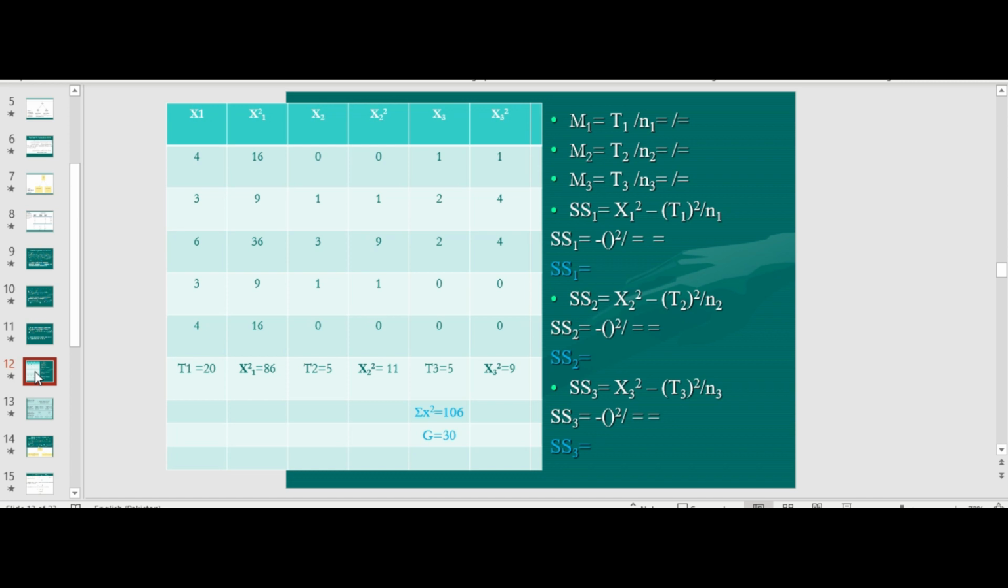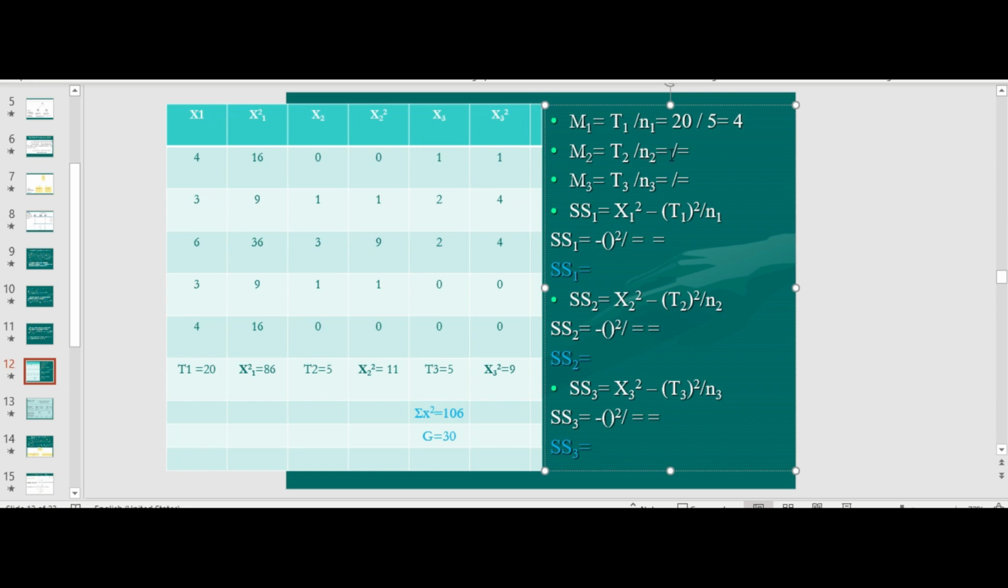So first we will calculate M1, which is the mean score of sample 1 or the treatment 1. T1 is equal to 20 and N1 is equal to 5, which is equal to 4. When we divide 20 by 5, it will be equal to 4.